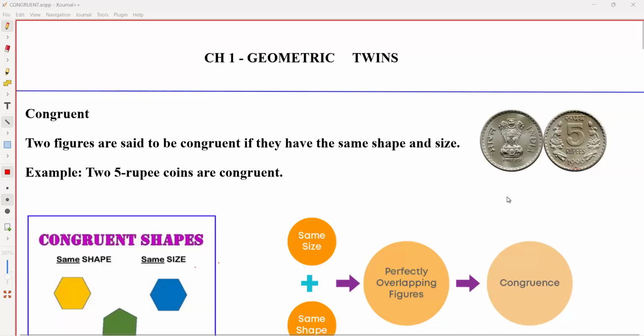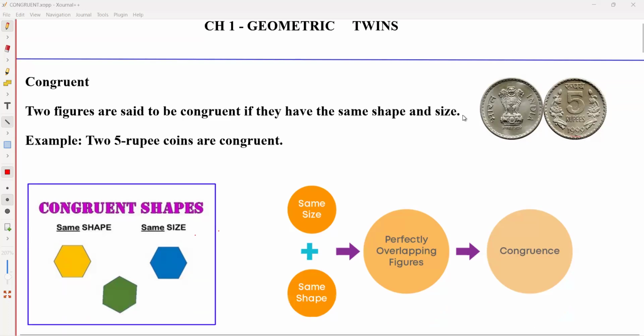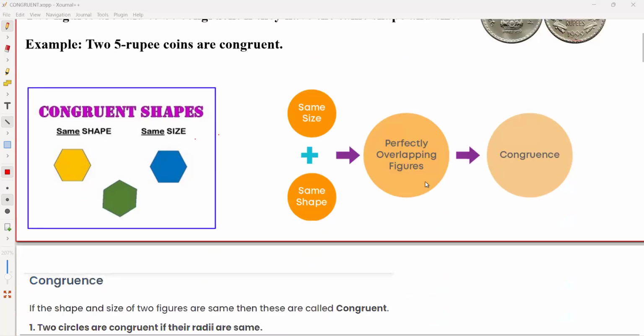Let's start today's session with geometric twins. Here we are just learning about congruence. Congruent means that if two shapes have the same shape and same size, they are called congruent, or we can just say perfectly overlapping figures. Perfectly overlapping figures are called congruent.